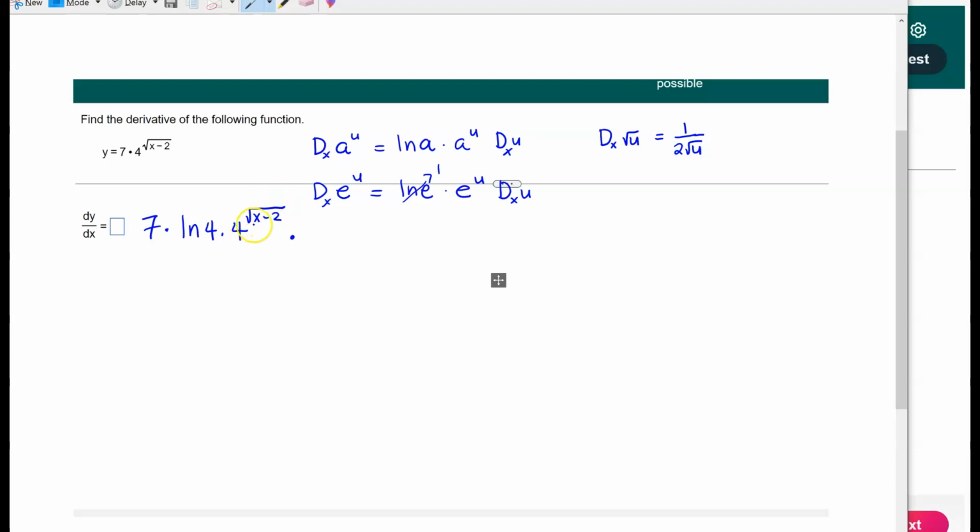So here the derivative of the square root of x minus 2 is just 1 over 2 square root of x minus 2. Now times the derivative of the new u here, which is x minus 2, and in that case the derivative is just 1. You don't need to write that 1 anymore. So you can just input your answer like this, and MyMathLab would accept that.